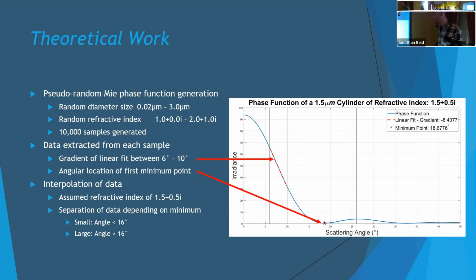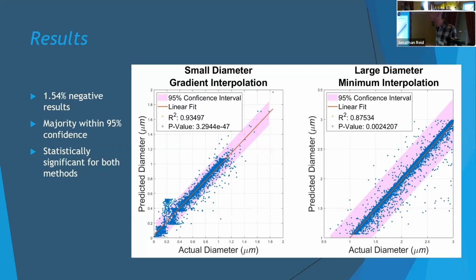And I interpolated the data through the lookup table that I made, and I got this. These are the gradient ones, the smaller diameters, and these are the larger diameter ones using the minimum points. And they all seem to fit pretty well. They're all around 0.9 as an R² value and less than 0.05 for a P value, which I think is good.